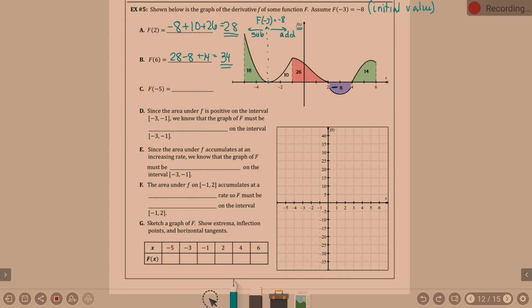Okay. F of negative 5. Negative 8 minus 18. We know right here it's at negative 8. This is before the negative 8, so we're subtracting it off. Negative 8 minus 18 is negative 26.